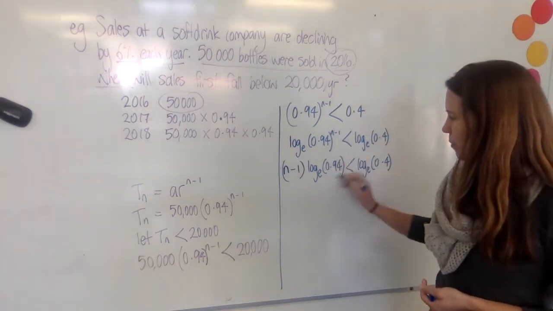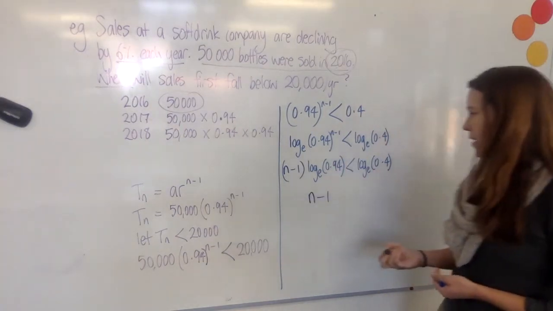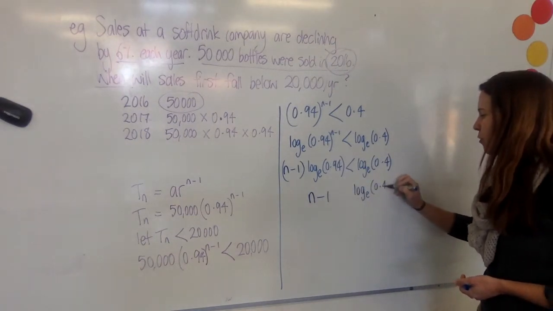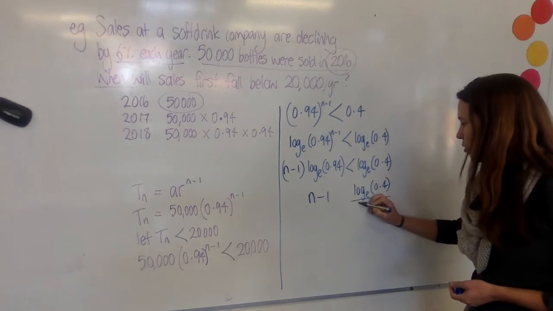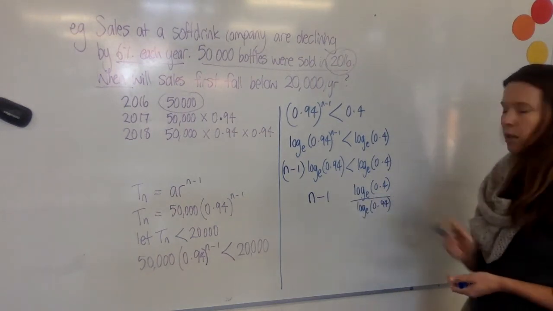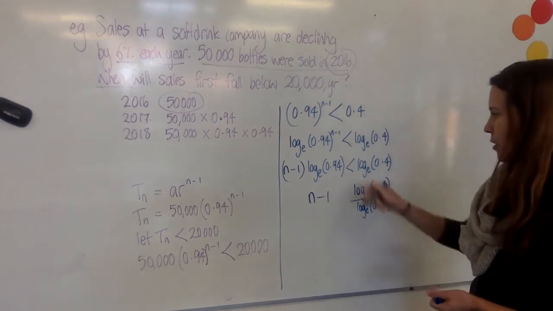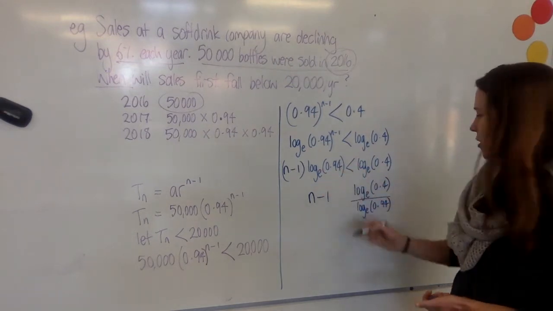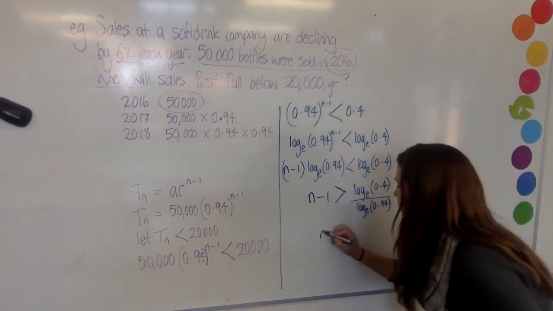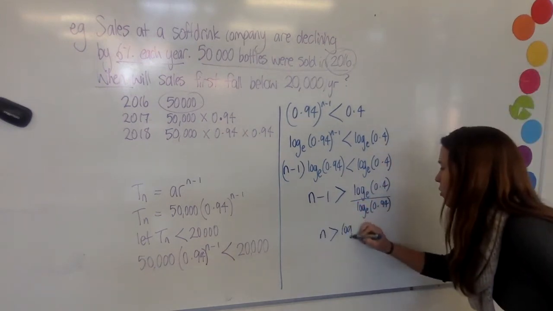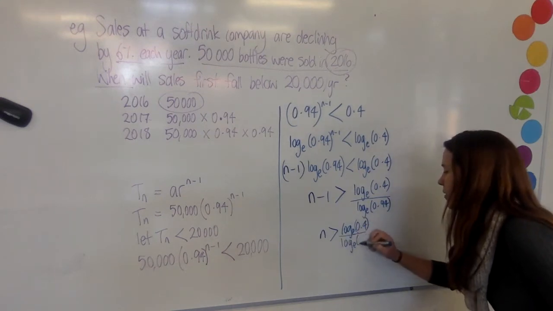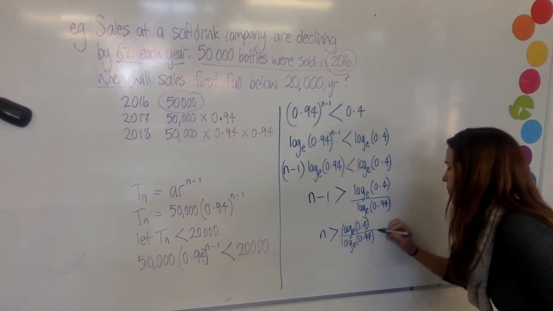So when we divide both sides to get the n minus 1 by itself, that gives us over here 0.4 log of 0.4 over the natural log of 0.94. There's an easy way to make a mistake here. We've just divided by a negative, and that is going to flip the sign. On the next line, quite straightforward, we need to just take all of that and then add 1 to both sides, and we'll get our answer.